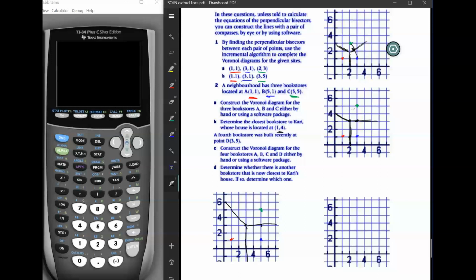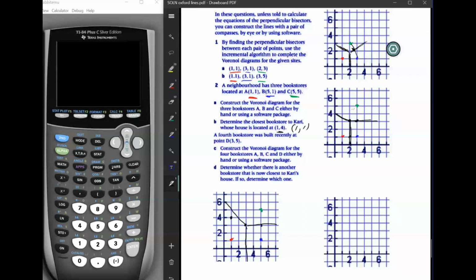It says, determine the closest bookstore to Carl, whose house is located at 1, 4. 1, 4 is here. So we can tell that Carl is in the region of the red bookstore, right? So he would be using the bookstore at 1, 1, which is the red one.